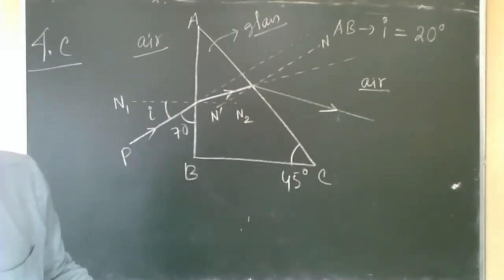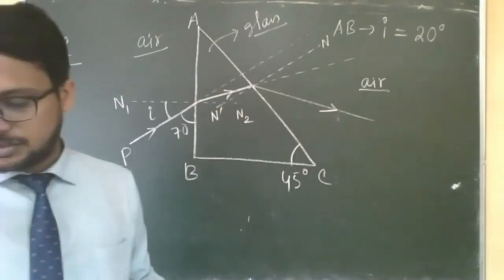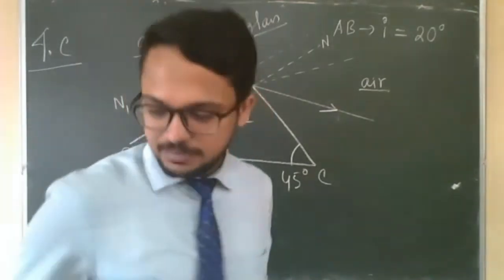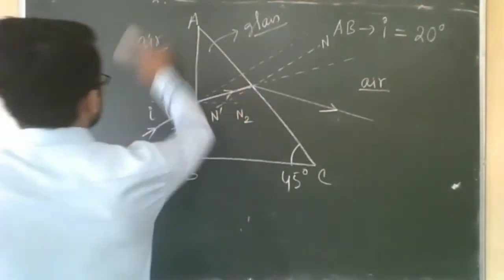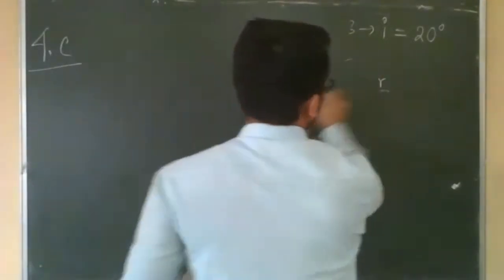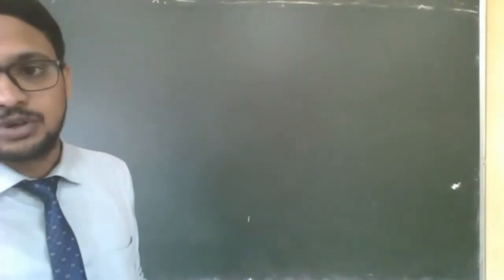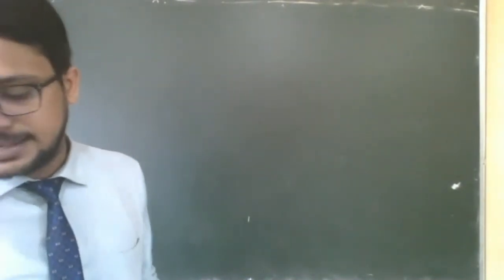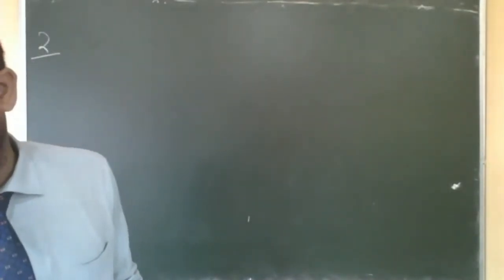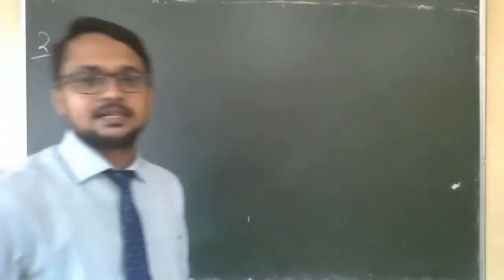Question number 3. Which question will we do? We'll do the second question, page 86. Answers are there in the book, but I am showing how to do it. In question number 2, a source S is given, and an observer I is given. Now the question is you have to complete the ray diagram, showing the image formed by the prism as seen by the observer.